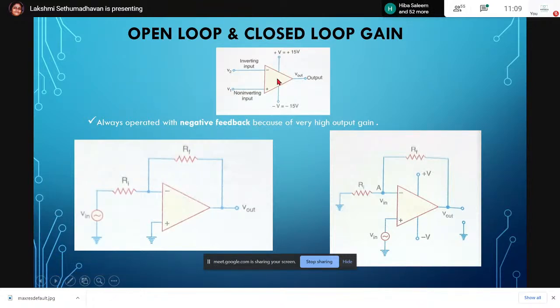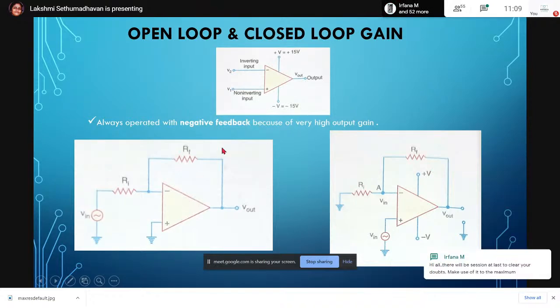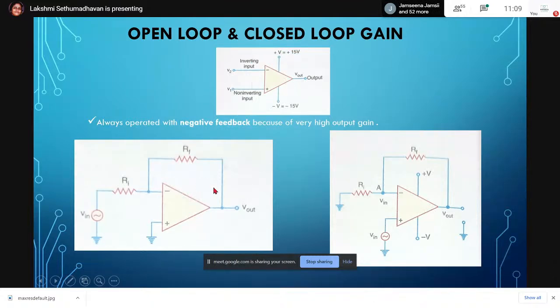So hope the concept of open loop and closed loop is clear. Here, you don't give any feedback from the output to input. Here, you give a feedback from the output to input. It has got many advantages like improvement in input and output impedance, increase in bandwidth, frequency response. And in this case, a decrease in voltage gain, which is what is comfortable for us in this op-amp matter. Now coming to the next.